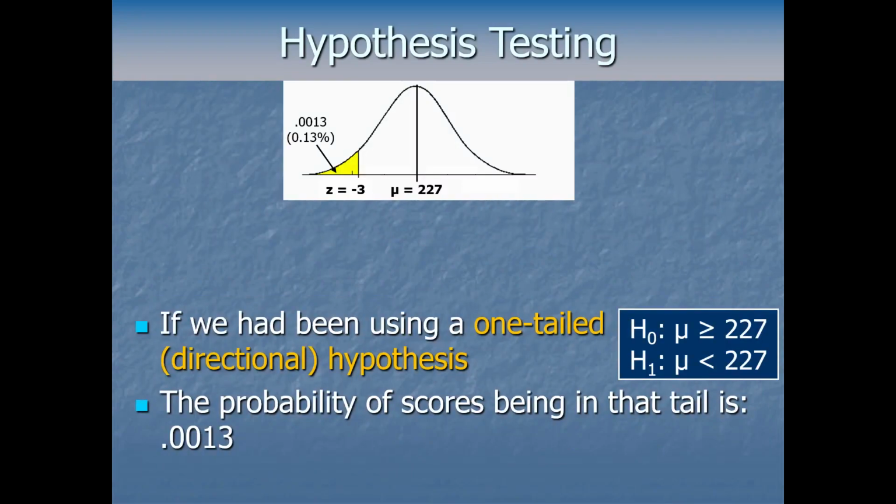Now, by the way, if we had started with the suspicion that the machine is popping out small packages in particular, like if we had a directional one-tailed hypothesis that packages are coming out less than 227, then we're still going to deal with the same p-value of 0.0013. The probability of a sample mean being that far in the left tail is still 0.0013, a very small p-value. You only get samples that extreme or more extreme 0.13% of the time if the null hypothesis is true.